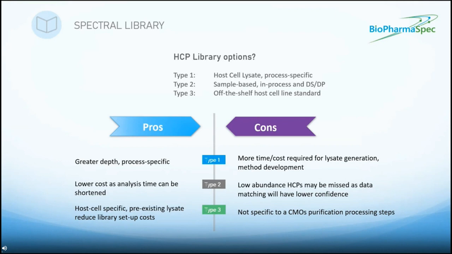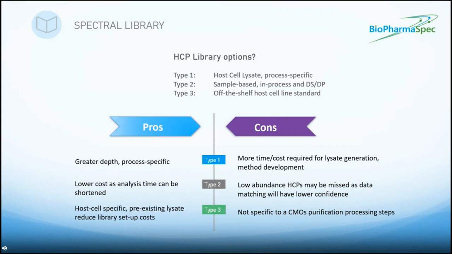So the advantage here is that the sample preparation stages can include both the library prep and the HCP quantitation, and that can significantly cut the analysis related costs and the project timeline. And lastly, we've listed a third type of spectral library, which can be generated using off-the-shelf host cell standards, so something you can buy. And this provides the advantage of having a greater depth.